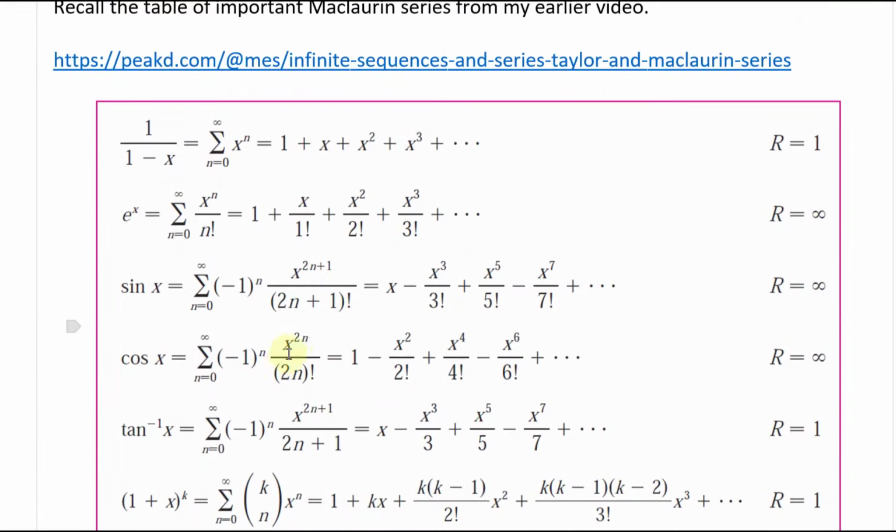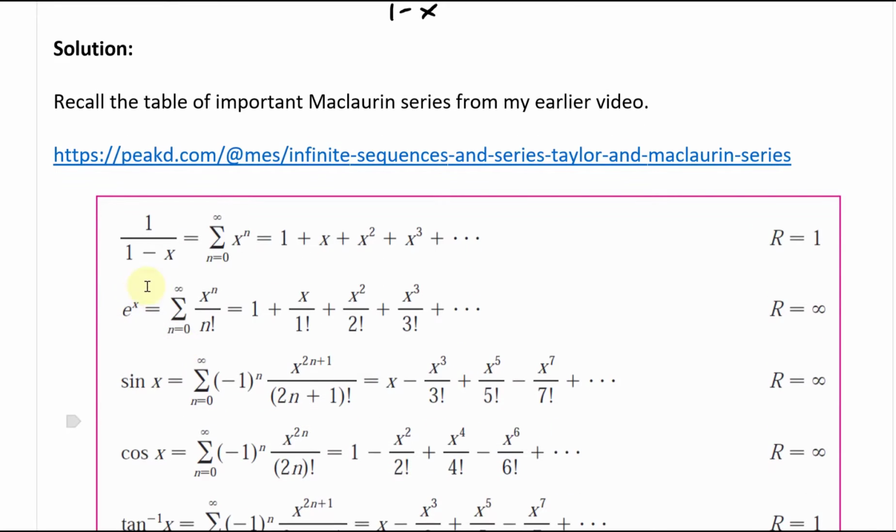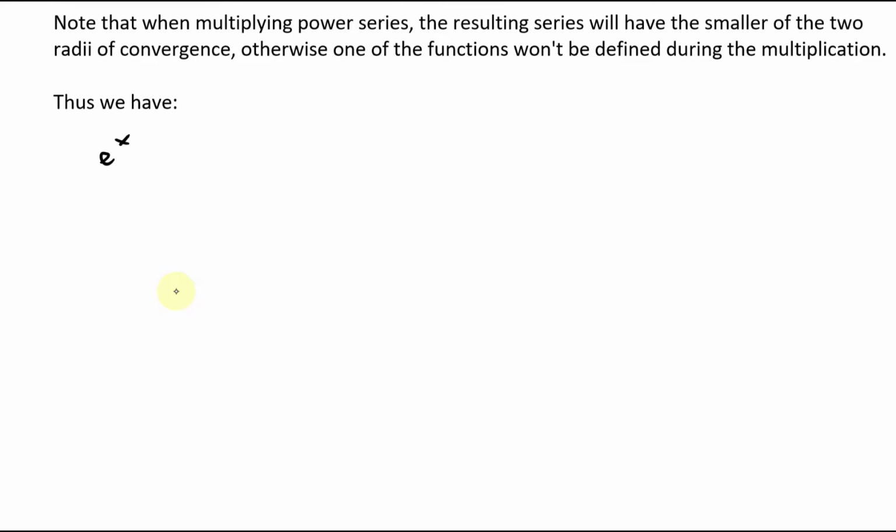Thus we have this one right here is e to the x, and this one here is 1 divided by 1 minus x. So let's write this down. Thus we have e to the x divided by 1 minus x equals e to the x times 1 divided by 1 minus x.